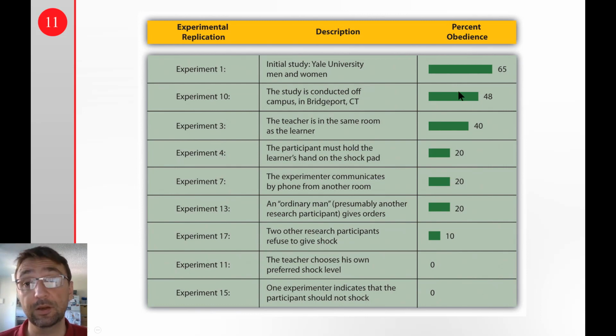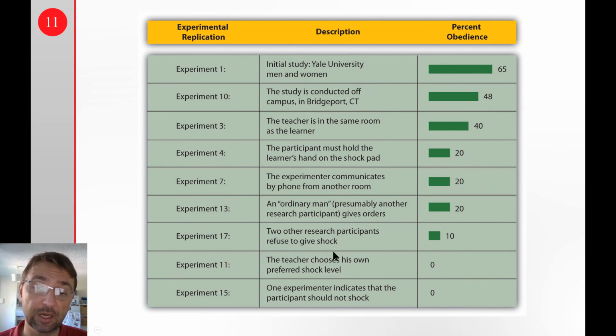Milgram repeated the experiment under many different conditions. That first one's called Experiment 1, the initial study at Yale University, men and women, 65%. But he also had many other variations. He conducted one off campus, a less prestigious environment, and only 48% of people were obedient to the maximum 450 volts. In Experiment 3, they put the teacher and learner in the same room, and only 40% went to the maximum. In Experiment 4, they made them hold the shock pad, only 20%.